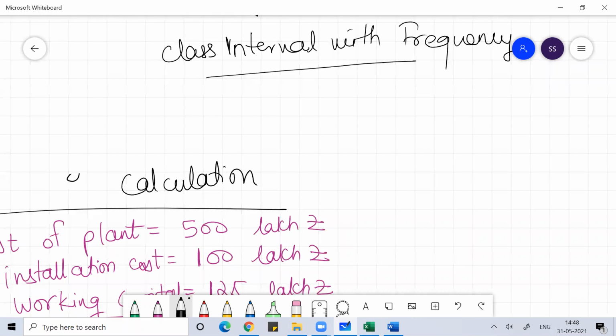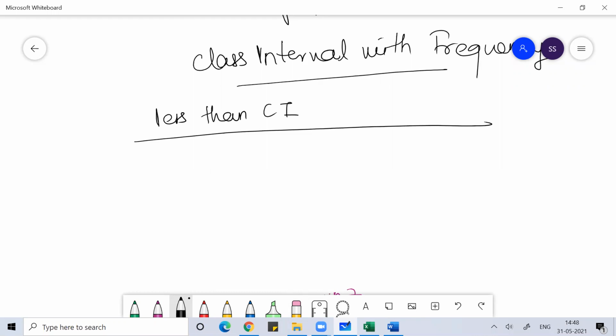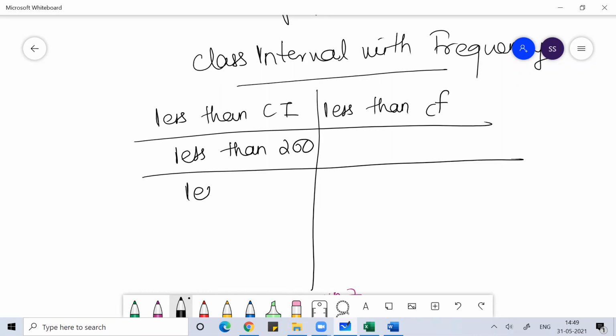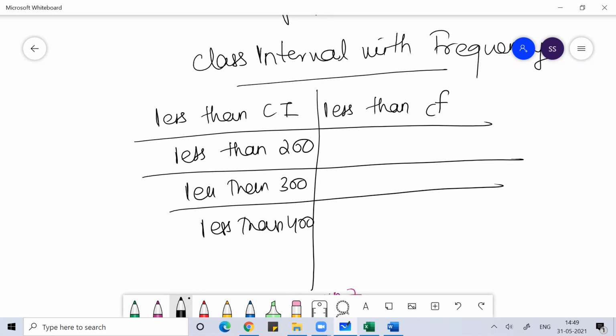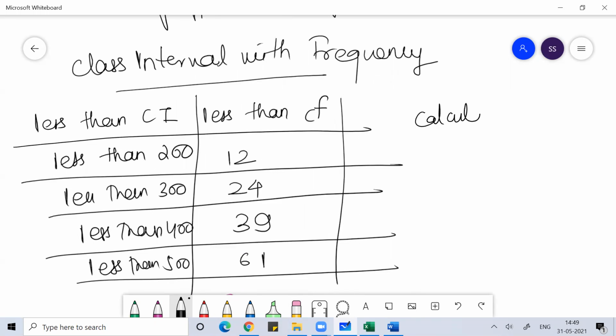For example, let me erase this. Suppose you get data like this: less than 300, then less than 400, and less than 500, with cumulative frequencies 12, 24, then 39, and then 61. I give you this question and ask you to calculate the standard deviation.